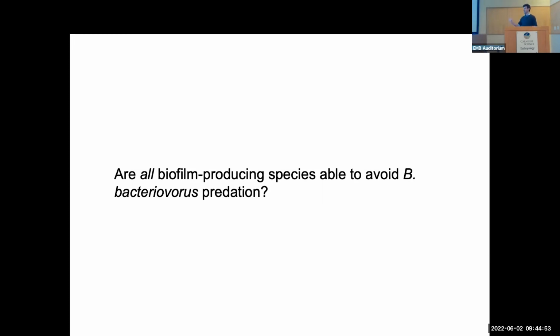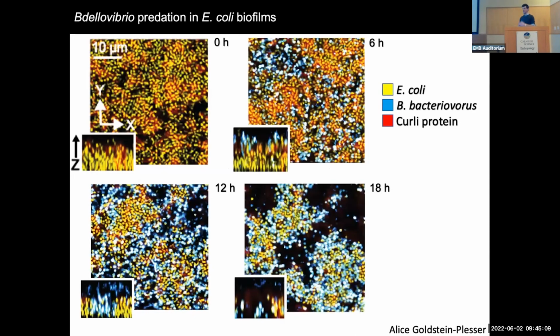Okay, so we see that this protection effect depends on architecture in cholera. Is it true that other species are able to protect themselves from Vibrio predation in that way? So the answer is no. I imagine some can, but E. coli can't. And so we did the same experiment here with E. coli in yellow and Vibrio again in blue. This is a slightly different visualization.